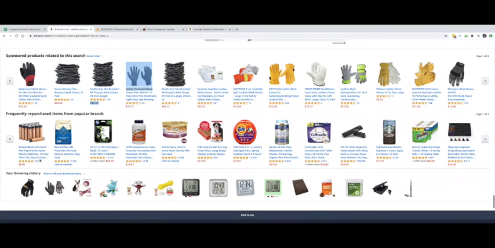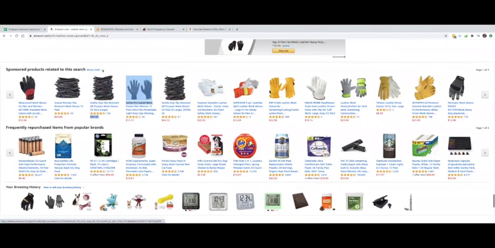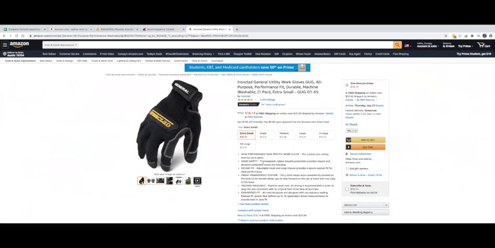One example of that, just because I stumbled across it here, is the frequently repurchased items from popular brands, or you might see on your phone frequently purchased together, or customers who view this item view these other items, customers who view this item purchased something else. Those are all products that they're showing, and they're all opportunities for you to target with an ASIN targeting or a product targeting ad. Now let me jump into the product detail page.